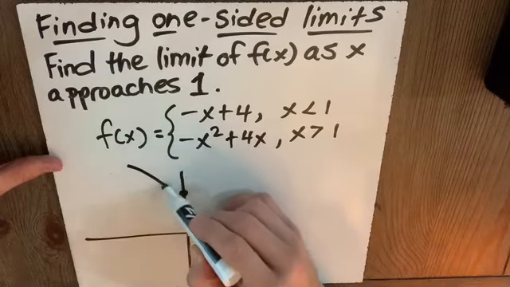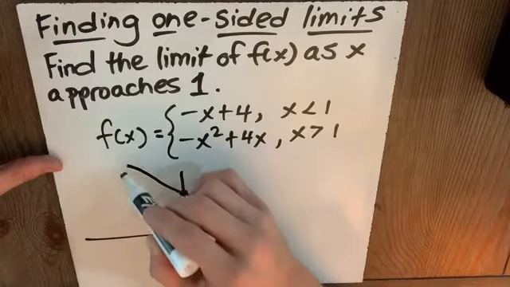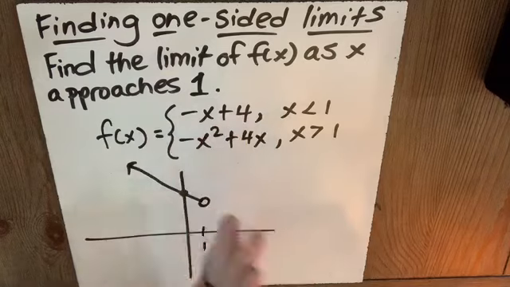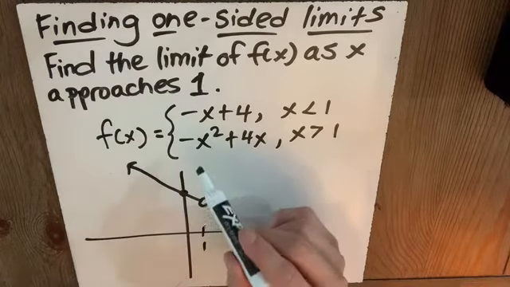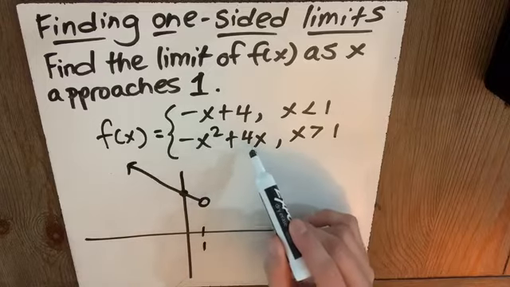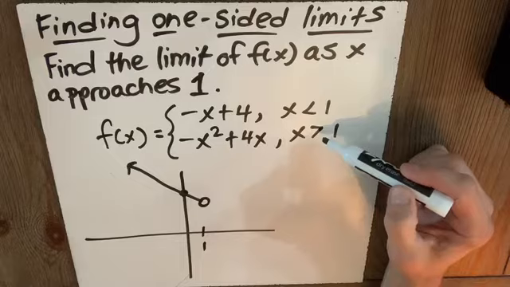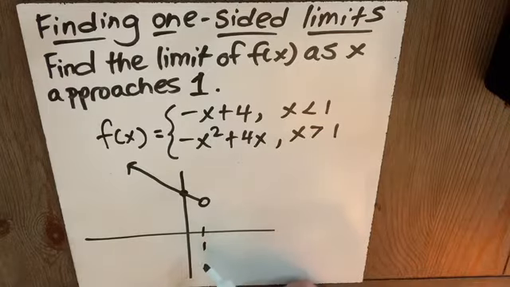So our graph will look something like this, going on and on forever as long as x is less than 1. That's what our graph is defined as. Now, f of x is negative x squared plus 4x for x greater than 1. x is less than 1, x is greater than 1. Clearly, when x equals 1, our graph will be undefined.